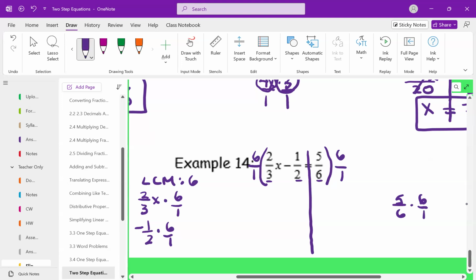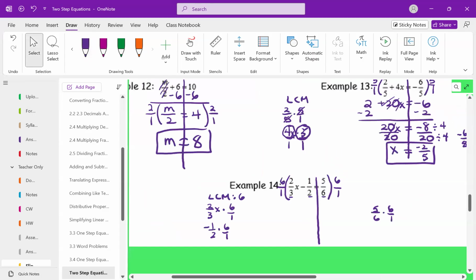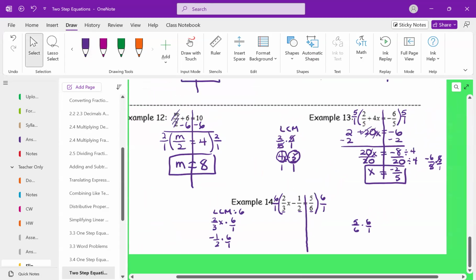Work out that multiplication, then use inverse operations to solve and find your solution. Try this one.